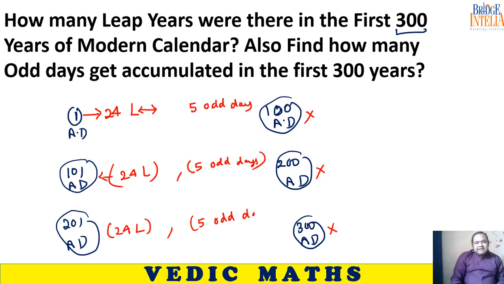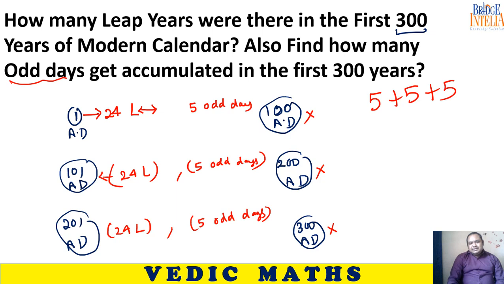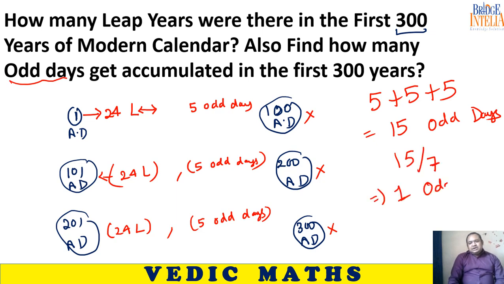So if you take the total, in the first 300 years, how many odd days are there? 5 plus 5 plus 5, 15 odd days. If you divide 15 by 7, the remainder is 1. So 1 odd day.